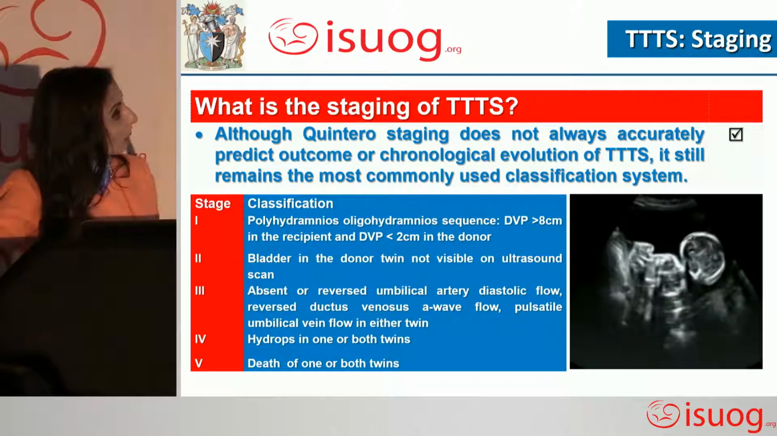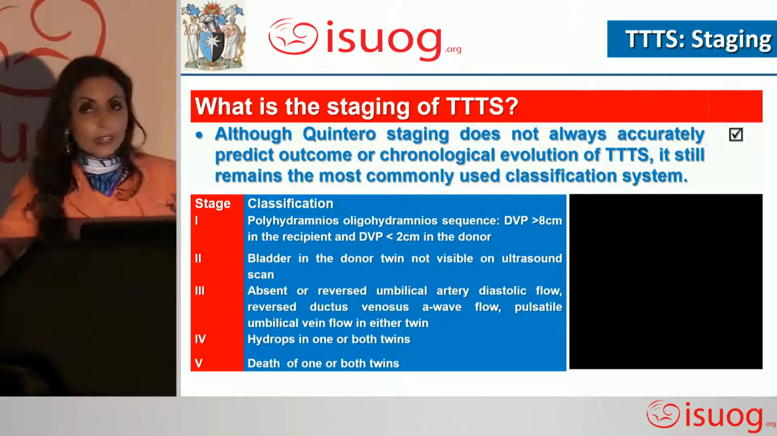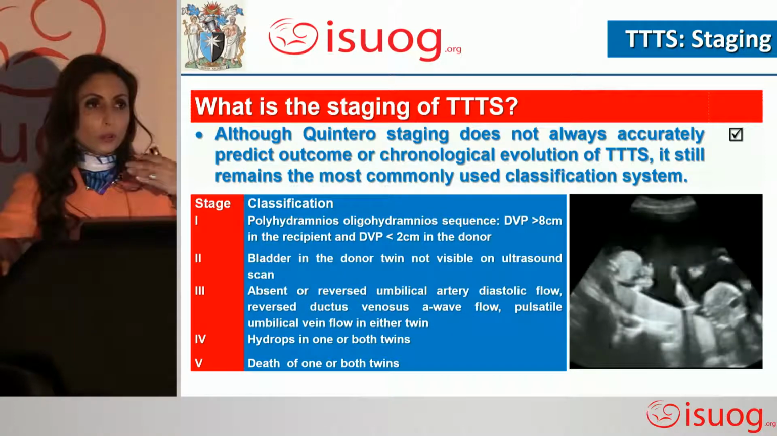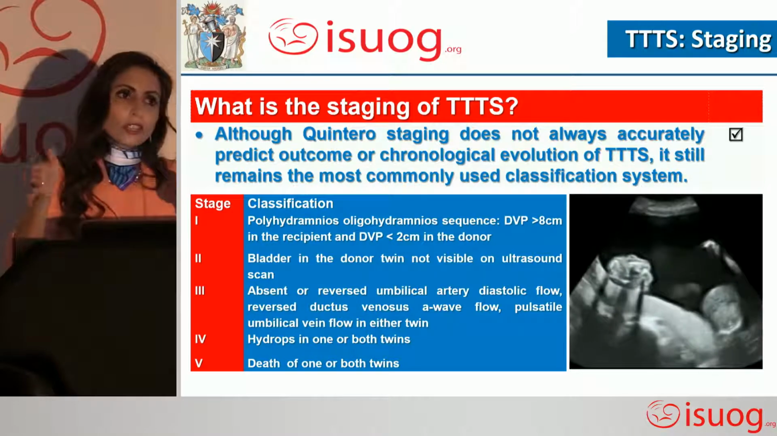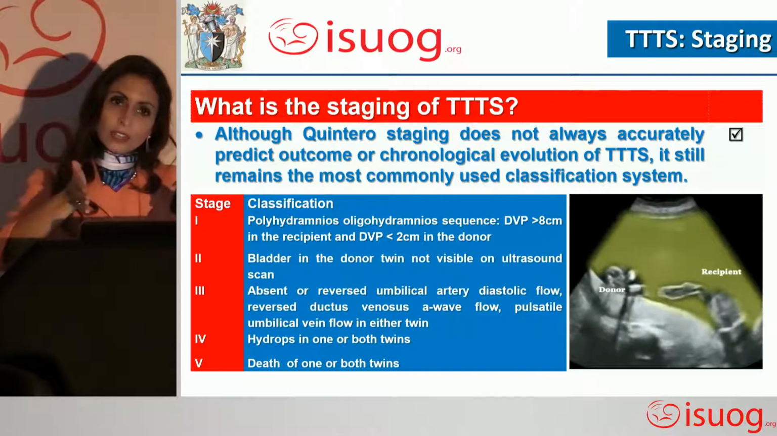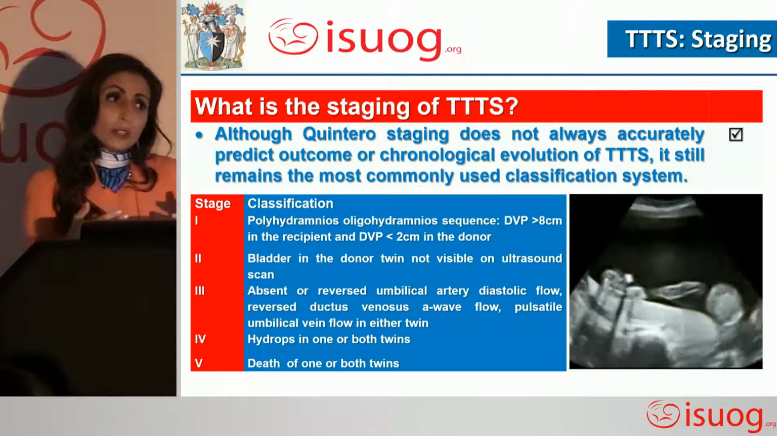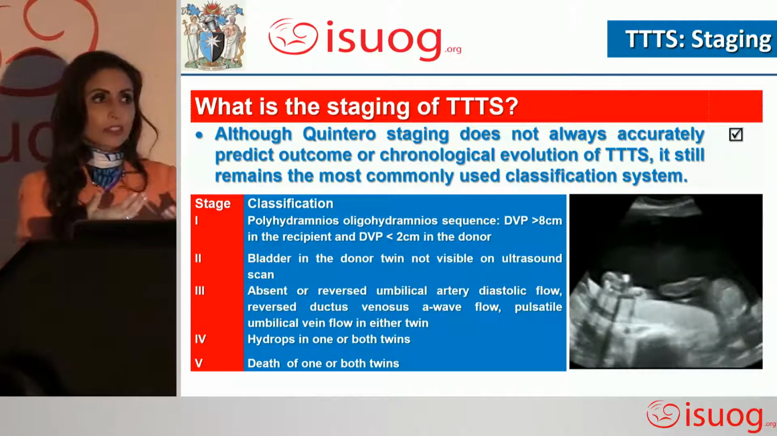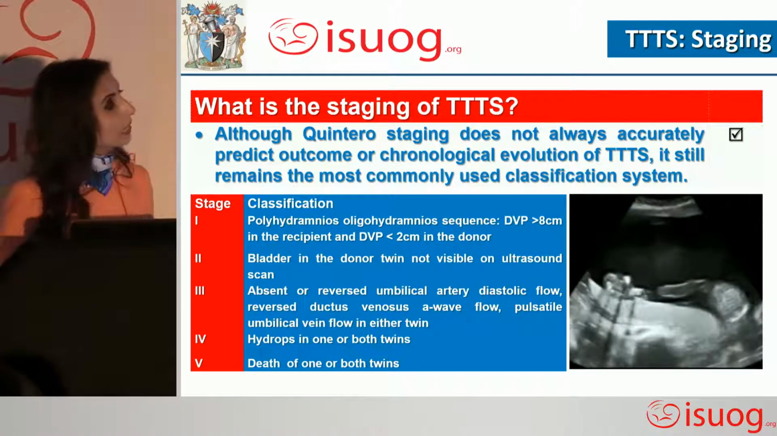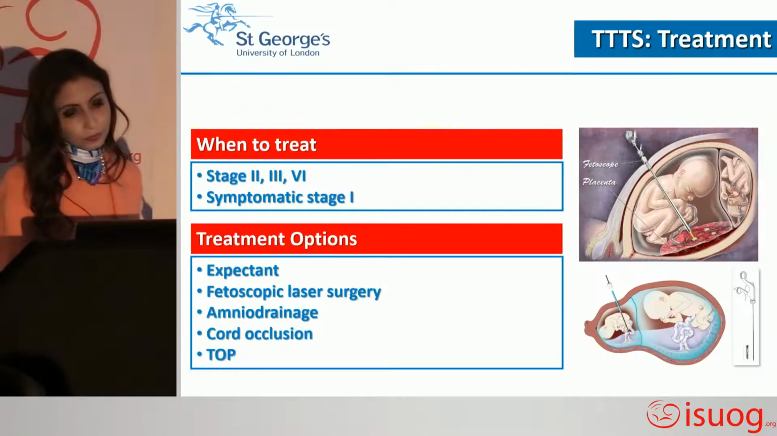And I did mention the ISUOG guideline, which acknowledged that Quintero staging has limitations. It's not prognostic. The stages are not in chronological order, so it's not that TTTS starts in stage 1 and progresses to 2, 3. In fact, in the majority of cases of TTTS, sometimes the first presentation is already stage 3. But it still remains the commonest classification system that we use.